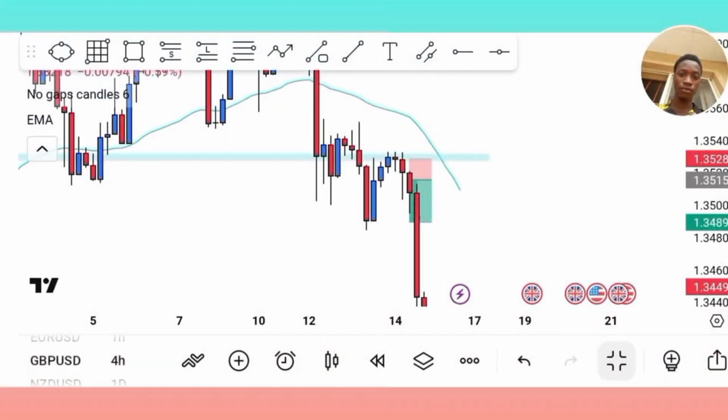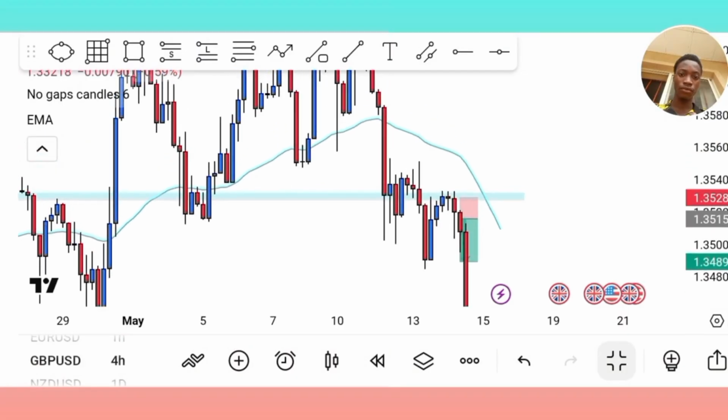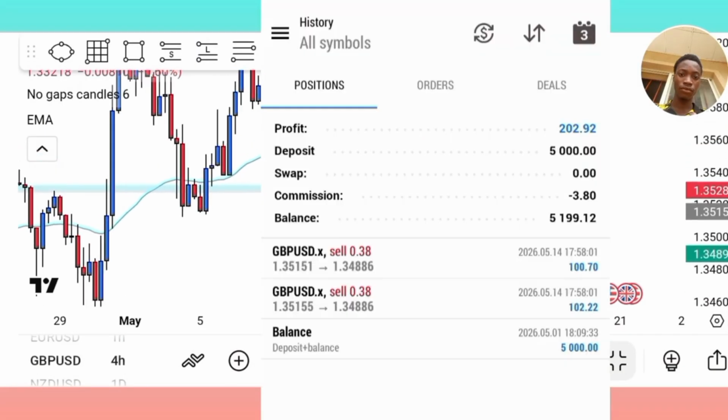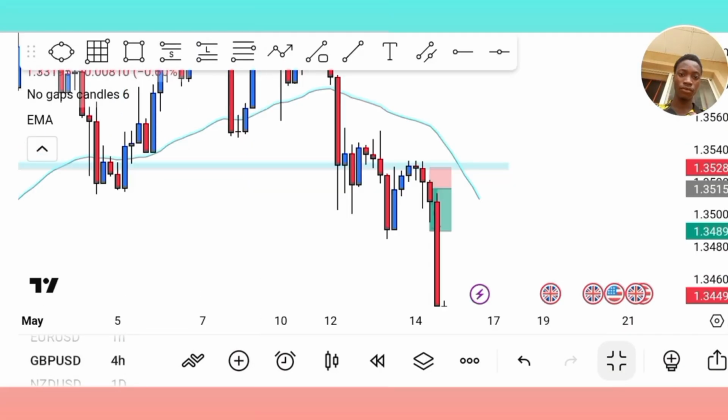Alright guys, this GBPUSD trade literally made me 4% in profit. Here's the full breakdown of this trade. This trade literally requires top-down analysis. What I mean by top-down analysis is starting your analysis from the weekly time frame, daily time frame, 4 hours, scaling down until you get to the 15-minute time frame. Anything below the 15-minute time frame is literally bullshit.